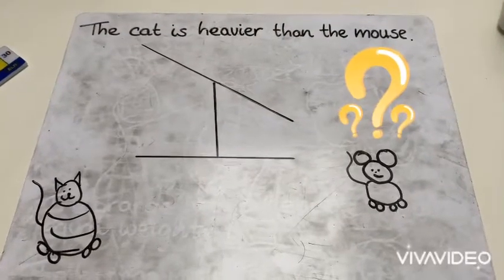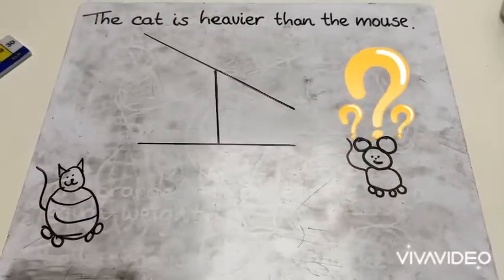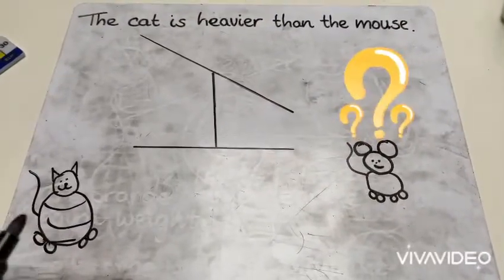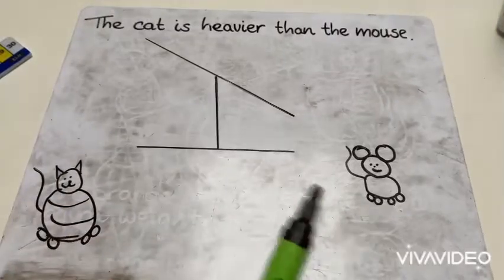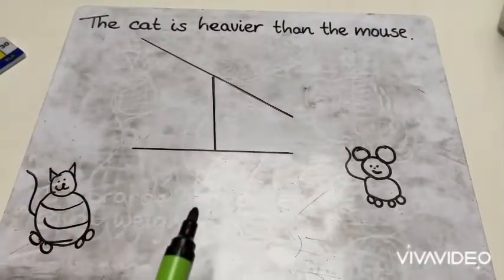The cat is heavier than the mouse. So where would my cat be sitting on my seesaw? And where would my mouse be sitting? Have a think.